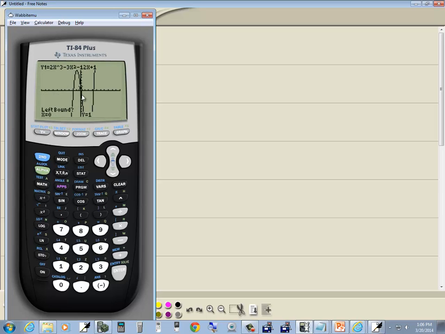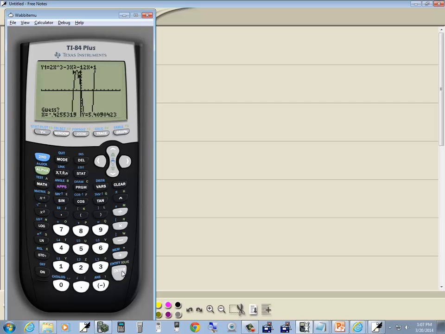Now it's asking us for a left bound. Now look where my flashing cursor is. I want to press the left arrow key until my flashing cursor is to the left of the max. Well, the max is right here, and now this is to the left of it. Left bound. So we'll press enter one time. Then it asks us for the right bound. And I'm going to press my right arrow key until my flashing cursor is to the right of where the max is. That'd be good right there. And then we press enter.